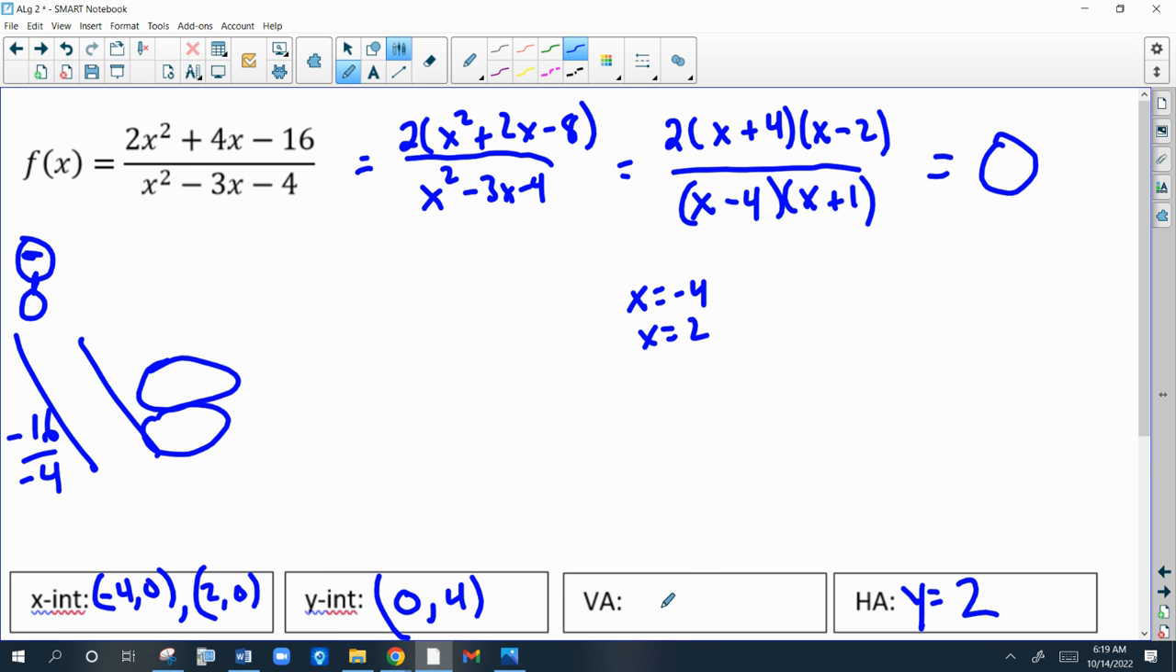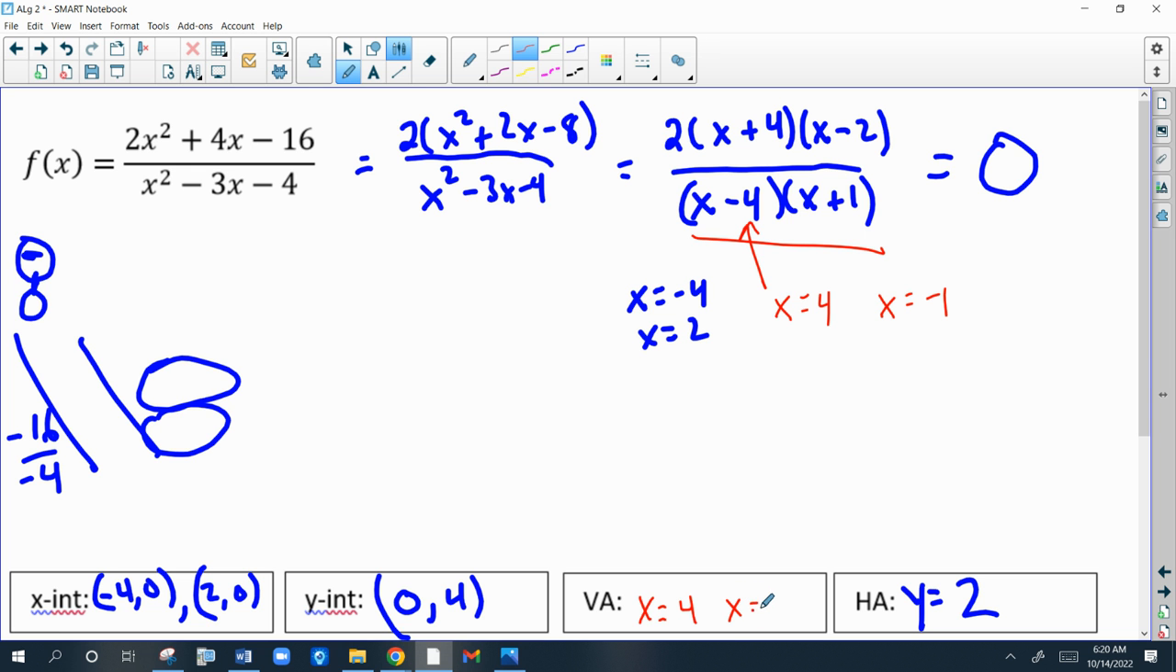The vertical asymptotes happen where the fraction is undefined, and basically that happens when the bottom is 0 but the top does not equal 0. Since we have no common factors, the bottom is 0 at 4 and negative 1, and neither of those makes the top 0. So for vertical asymptotes, we do the same thing as for x-intercepts, but we look at the bottom. X equals 4 would make that factor 0, and x equals negative 1 would make that factor 0. So the vertical asymptotes are x equals 4 and x equals negative 1.